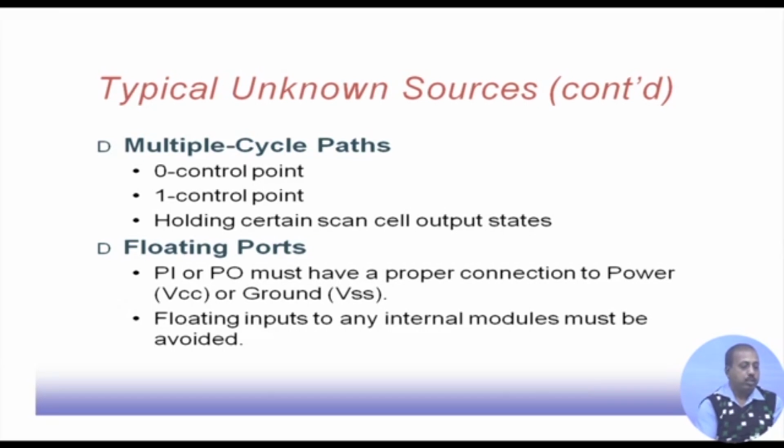Then floating ports. Primary input and primary output may need a proper connection to power VCC or the ground. For a floating port, we can put this primary input or primary output to some proper values. Floating inputs to any internal modules must be avoided. We should not have any floating input for an internal gate or internal portion, but for the primary input and primary output, we can connect them either to power supply VCC or the ground in the BIST mode.